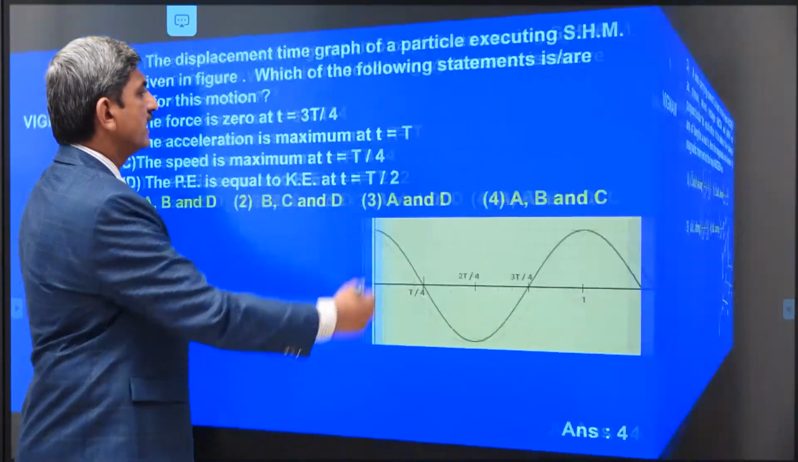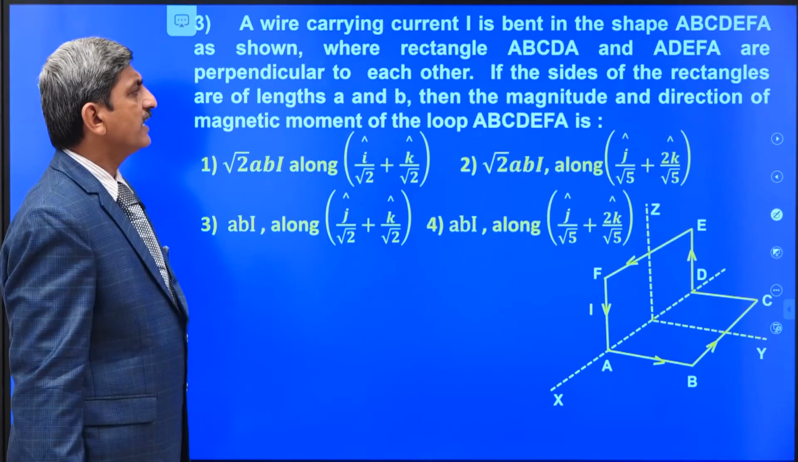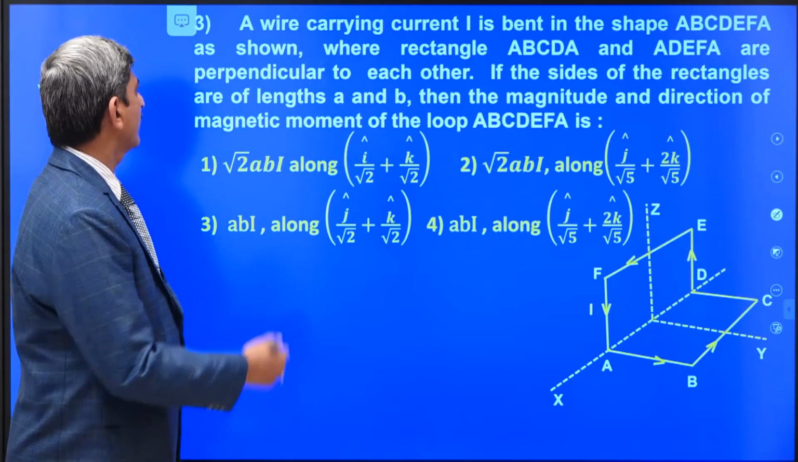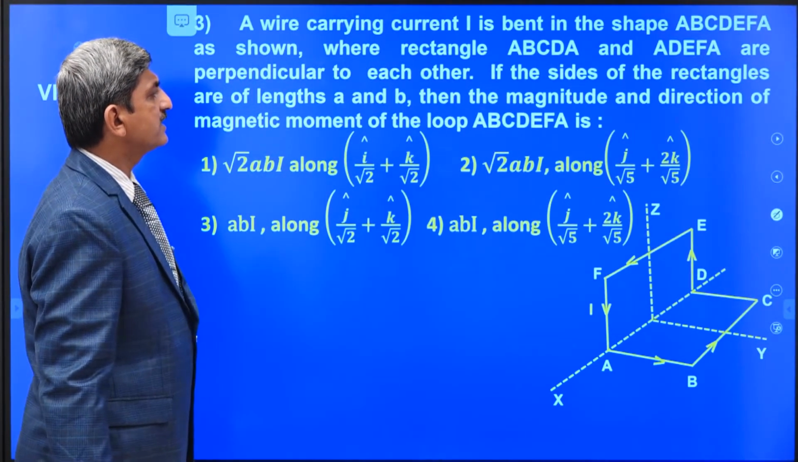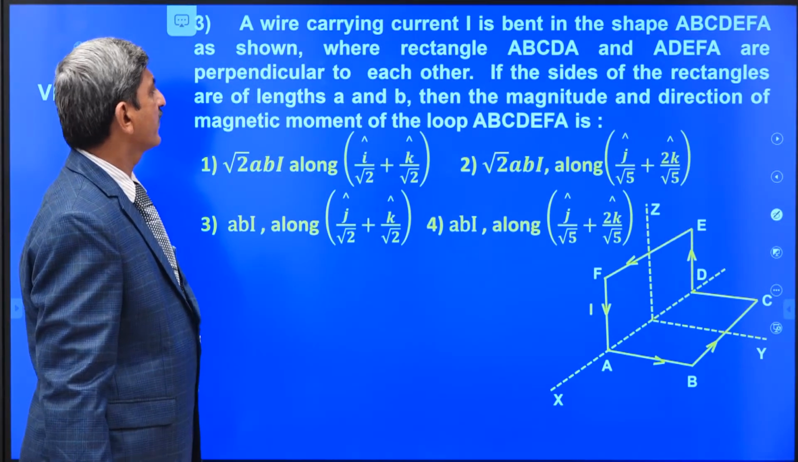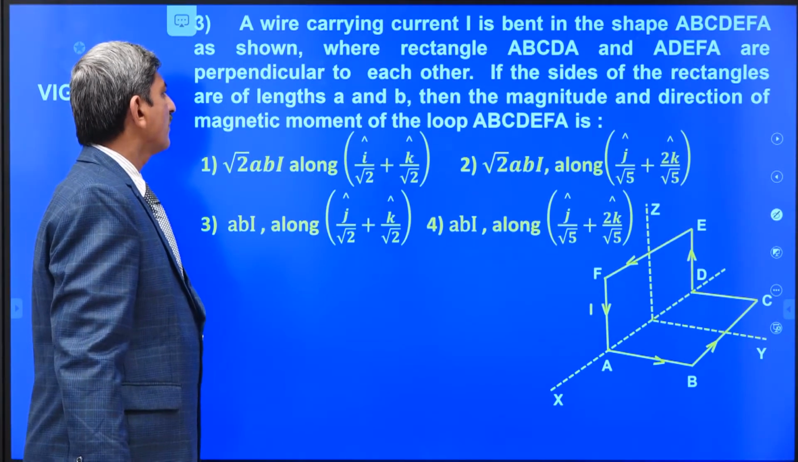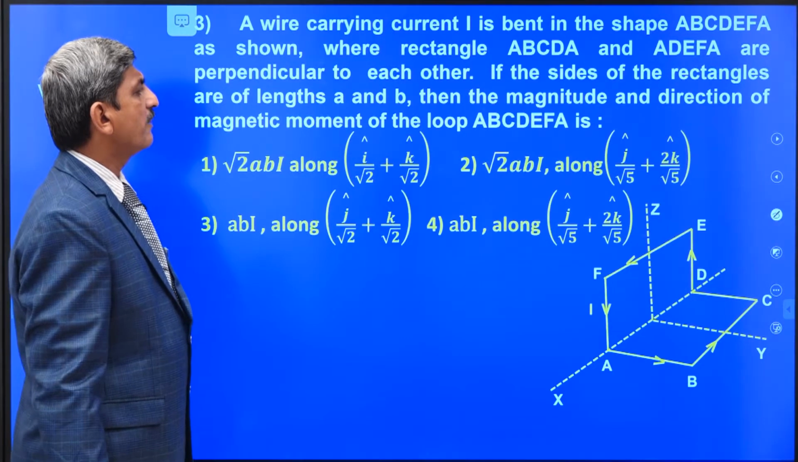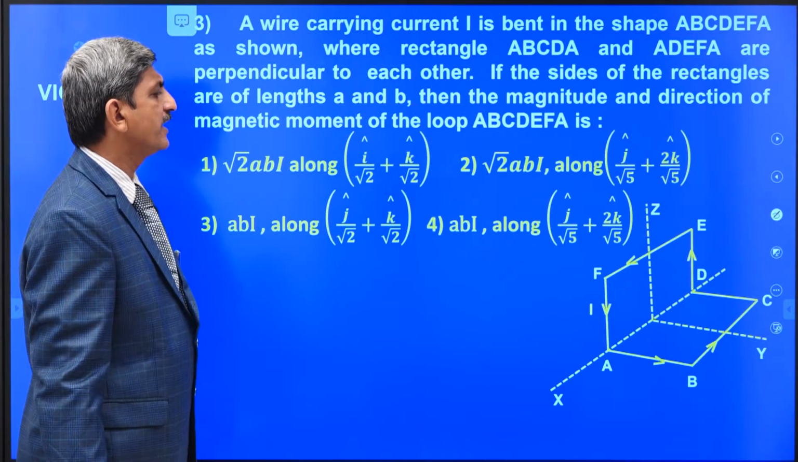Now come to the next problem. A wire carrying current I is bent in the shape ABCDEFA as shown in the figure, where rectangle ABCDA and ADEFA are perpendicular to each other. If sides of the rectangle are of lengths a and b, then the magnitude and the direction of the magnetic moment of the loop ABCDEFA is dash.